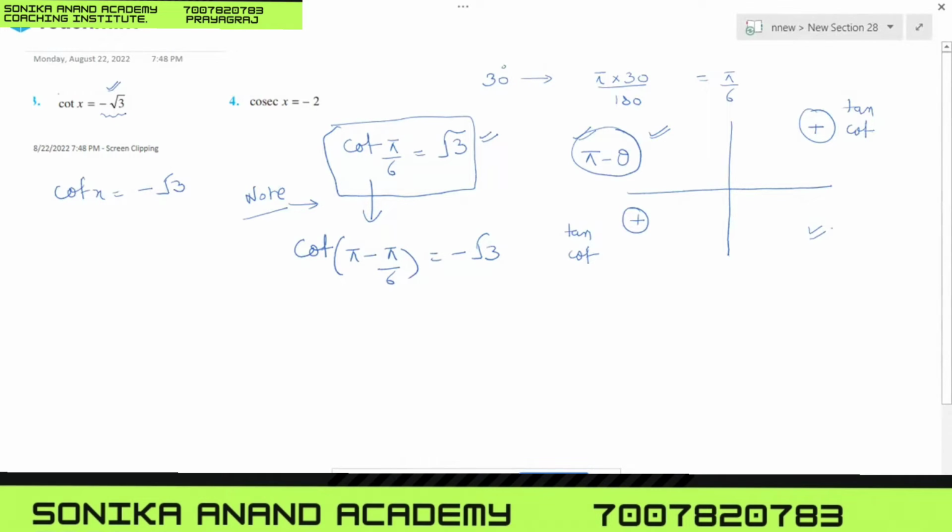Now second, here we have negative value. And for that we have 2 pi minus theta. Okay? So we write cot 2 pi minus pi by 6.